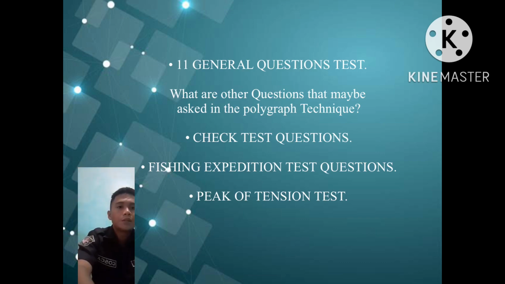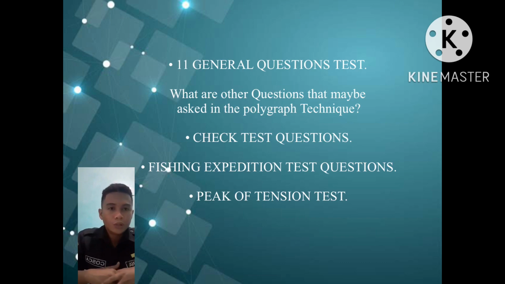Next topic is the check question test and fishing expedition test question. What are the other questions that may be asked in a polygraph technique? Number 1 is the check question test. It is a direct question that relates the fact that the subject has told the truth to all questions as in a lie test.